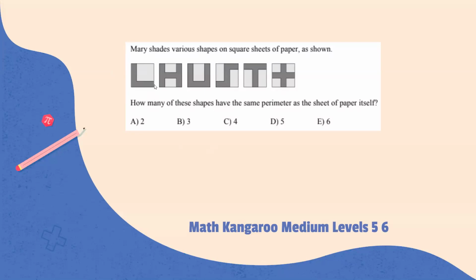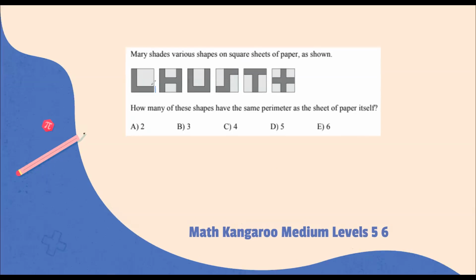But then if we come over to this bend shape over here, well, let me see if I can draw this. This length plus this length is equal to this entire side of the box, right? So then you could say the same for this length and this length right here. And then that is also equal to one side of the box. So the total perimeter of this shape is 4 sides of the box. And that's the same as the perimeter of the box.